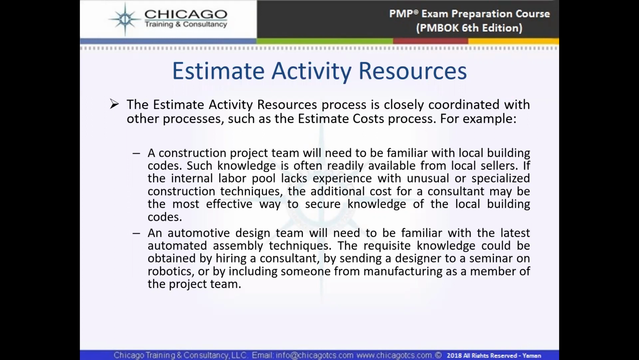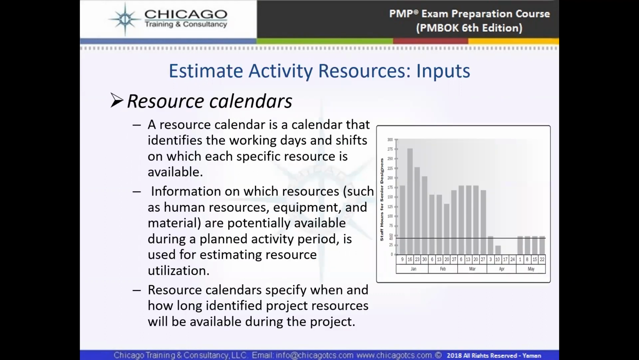So our estimate activity resources process is coordinated with estimate cost, which is part of the cost management knowledge area. We have inputs to this process, such as resource calendars. The resource calendar is going to tell us what kind of resource is needed at which particular time of the project.